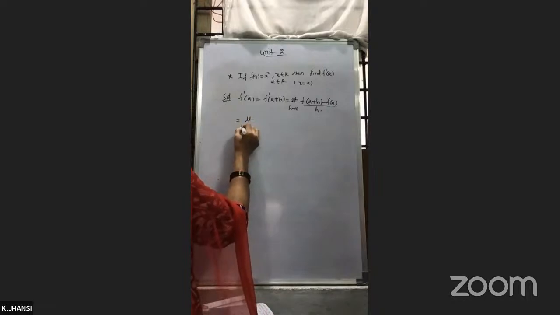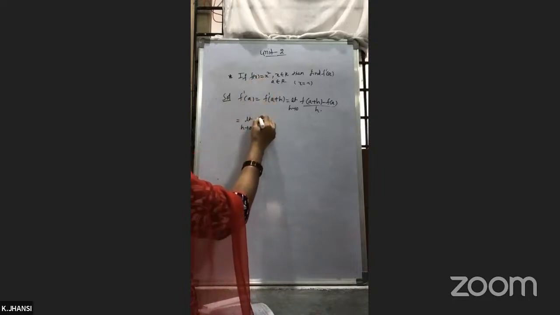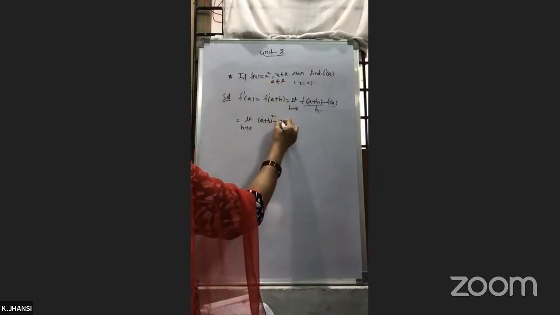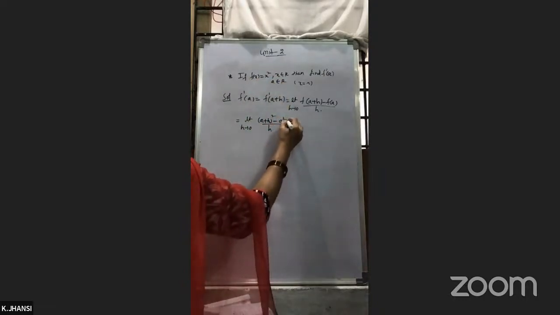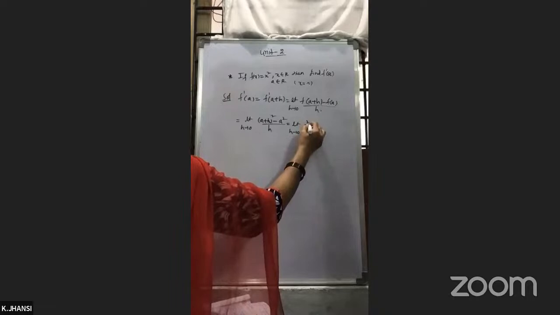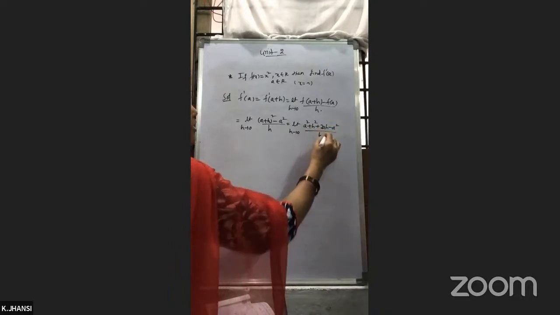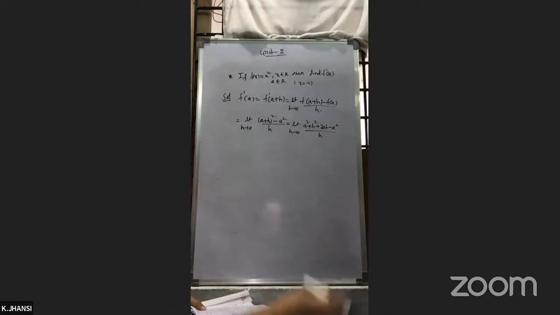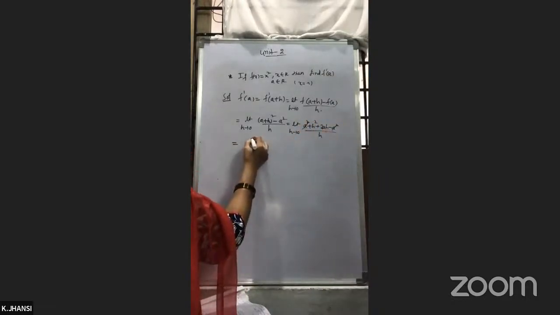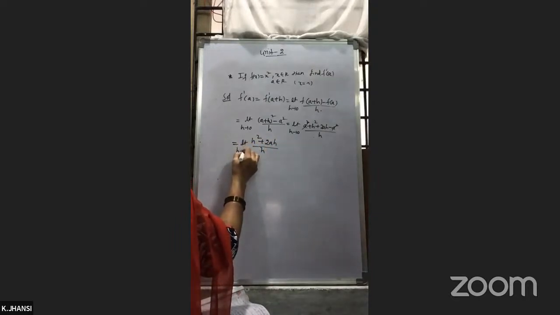Now limit, what is f of a plus h? Here you substitute a plus h. So you'll get it as a plus h whole square minus f of a. F of a means a square, by h. So it is equal to limit h tends to 0. It is in the form of a plus b whole square. So a square plus h square plus 2ah minus a square by h. So a square will get cancelled. H square plus 2ah by h, limit h tends to 0.